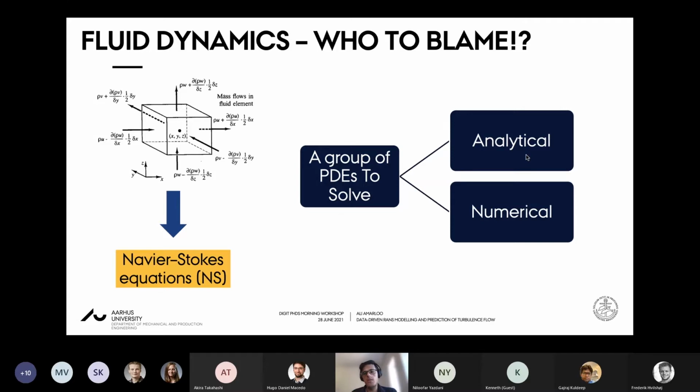So in the meantime, we are going to do it numerically by discretizing the domain into smaller pieces, making some approximations, and solving the equations. But the problem is that computers nowadays are very powerful in computation, but unfortunately they are not good enough. They cannot help us, especially with turbulent flows.